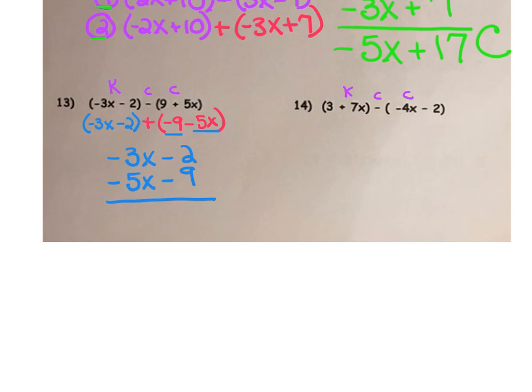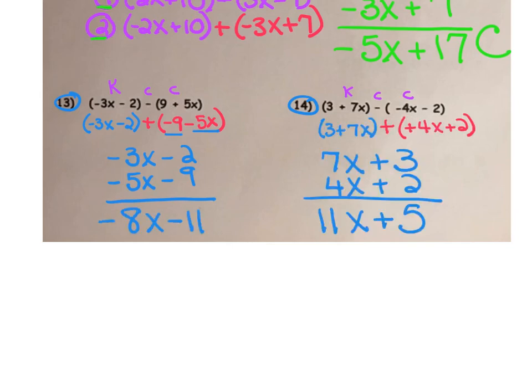When you're ready, turn the video back on and check the answer to problem 13 as well as the answer to problem 14. Please pause the video right now. You should have gotten the following answers. Negative 8x minus 11, give yourself a C, and 11x plus 5, give yourself a C. This concludes page 15 of your term combining packet.